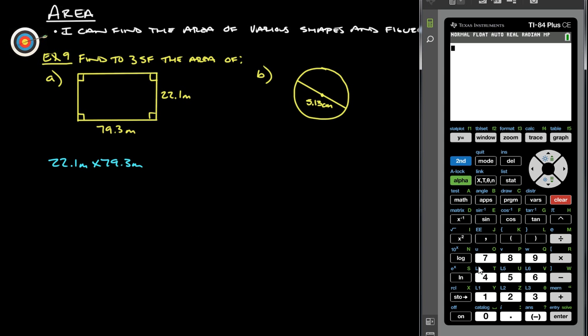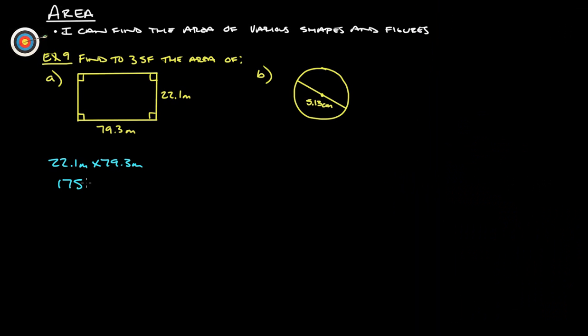Right, so we've got 22.1 times 79.3. And that gives us 1752.53 square meters. Now, this is not to 3 significant figures, so we have to take this to 3 significant figures.